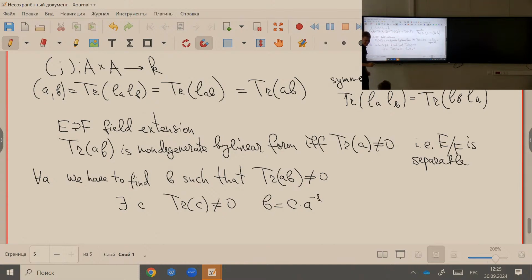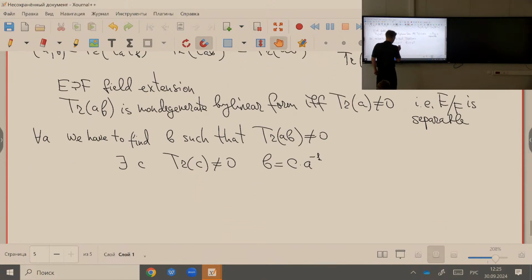Yeah, that's true. So this proves the claim. Actually, if the trace is zero, the form is completely degenerate. Otherwise, this can be done as follows.